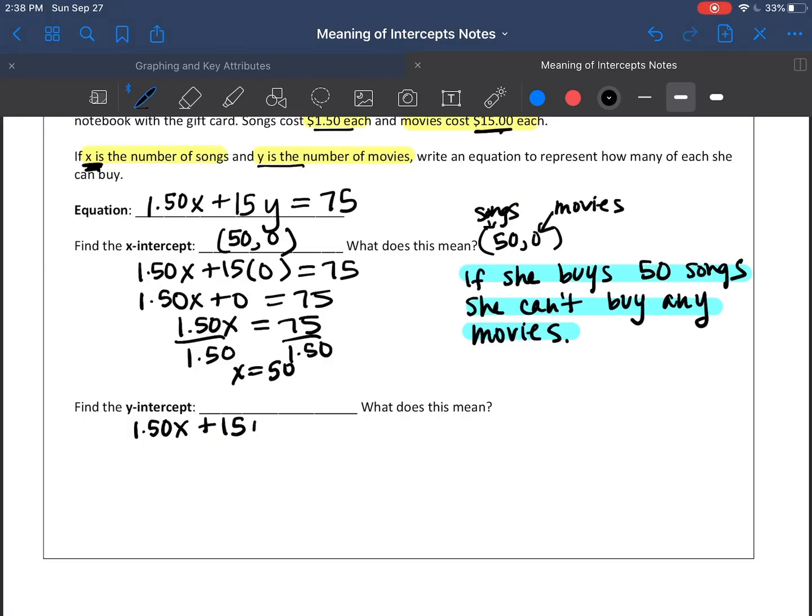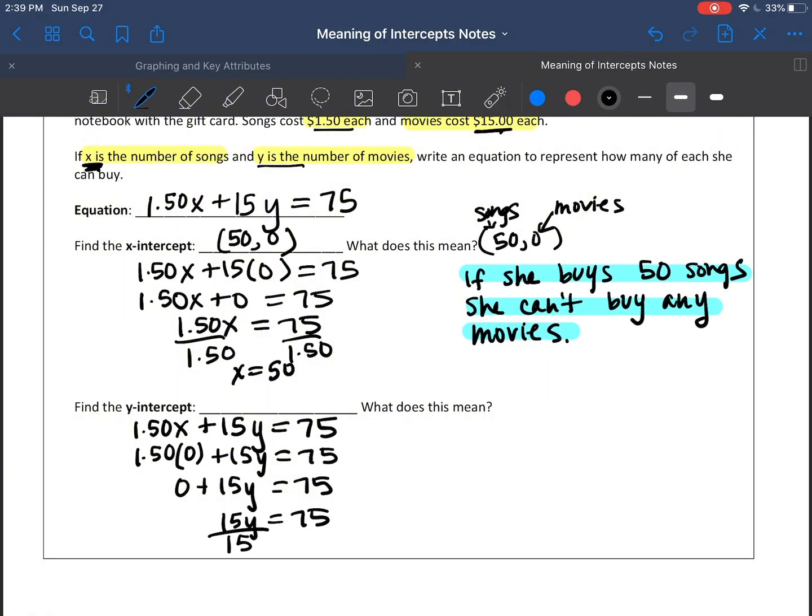Okay, for the y-intercept, same idea. We take our equation, and this time we replace the x with 0. So 0 plus 15y equals 75. 15y equals 75. And so 1y equals 5. I had a feeling that was it. And so 0, 5. And so that's our y-intercept.